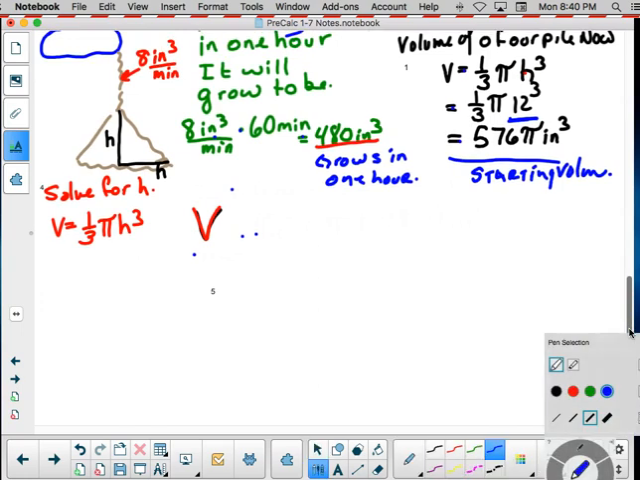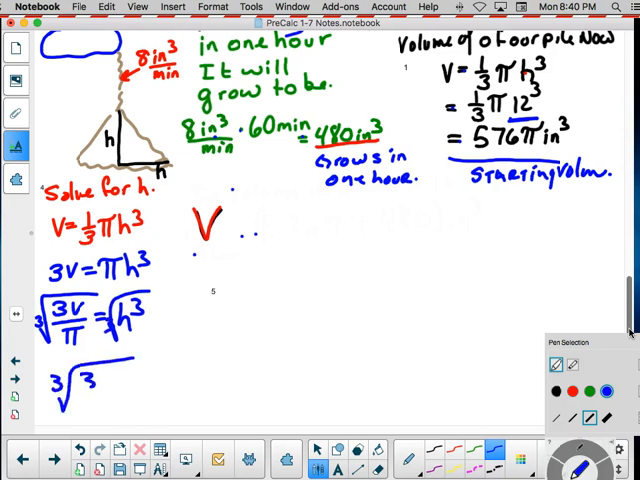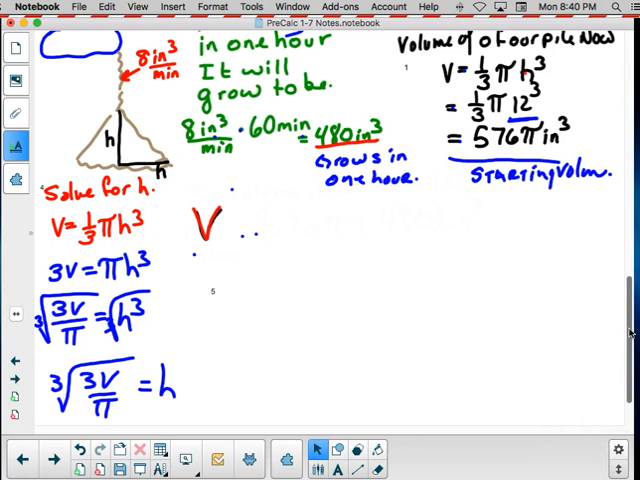So what I'm going to do is multiply by 3. So I've got 3V equals pi h cubed. Divide by pi. So I've got 3V over pi equals h cubed. And now take the cubic root. So now I have the cubic root of 3V over pi is equal to h. Now, keeping in mind, I now have the height of my cone in terms of volume.